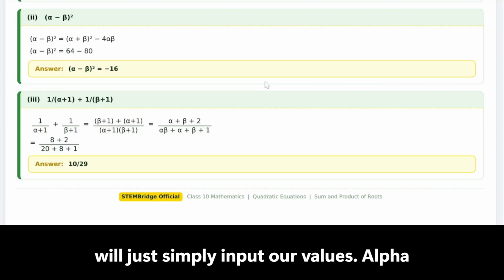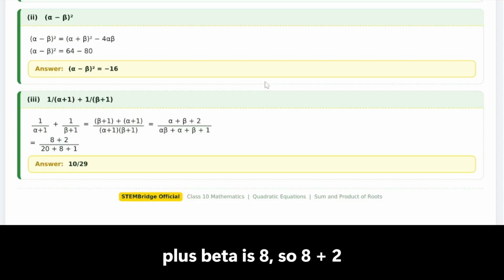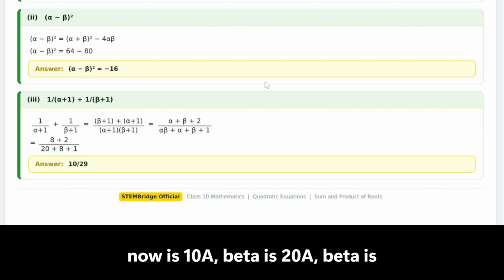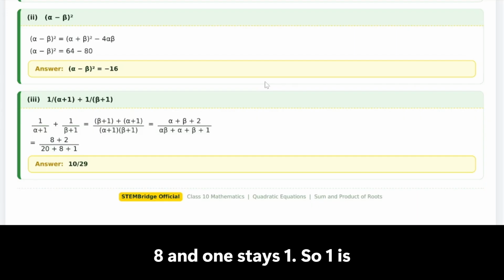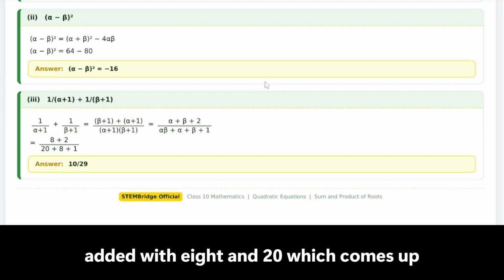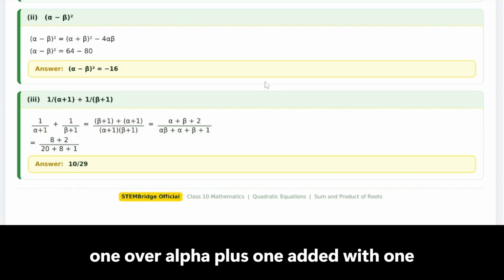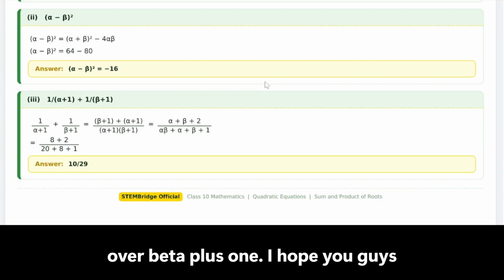We'll just simply input our values. Alpha plus beta is 8, so 8 plus 2 is going to be 10. Our numerator right now is 10. Alpha beta is 20, alpha plus beta is 8, and 1 stays 1. So 1 is added with 8 and 20, which comes up to 29, which is 10 over 29. That's the value of 1 over alpha plus 1 added with 1 over beta plus 1.